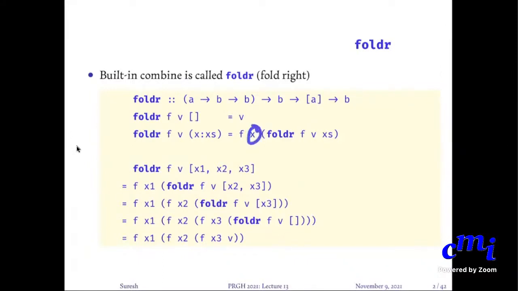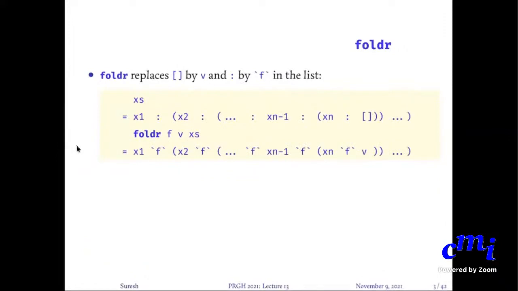The first element x here and the recursive value. Okay, so this is what you do. For instance, fold from the right of f and v on the list x1, x2, x3 will be f applied to x1 and the recursively computed value, which is f applied to x2 and the recursively computed value, which is f applied to x3 and v. And a nice way to remember fold right is that it is exactly like your construction of lists, except instead of the colon operator, you use the function f, and instead of the empty list, you use the initial value v.